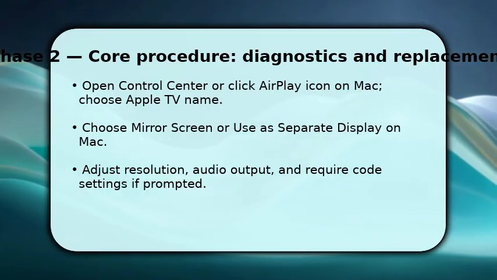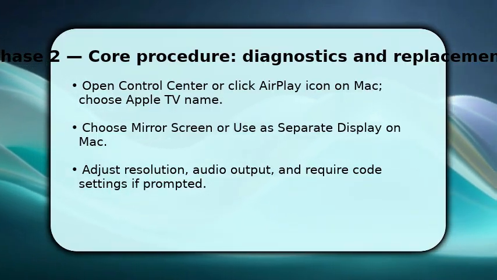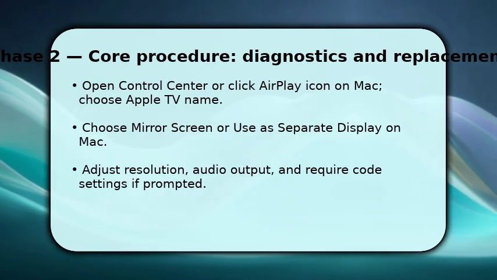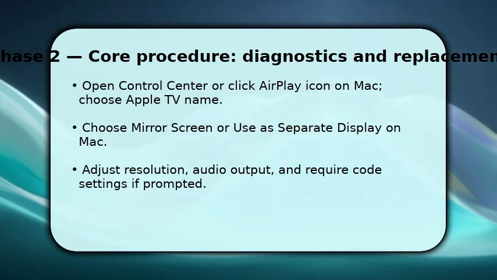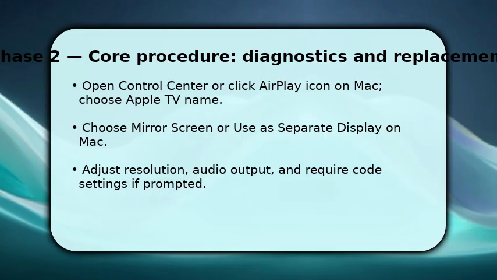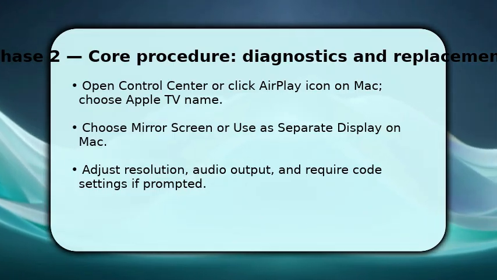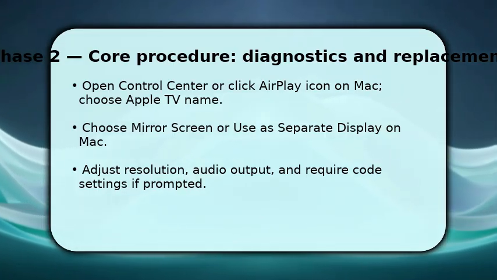Make adjustments. Pick Optimal Resolution and set audio output to the TV. If a code appears on the TV, enter it on your device. This prevents unauthorized connections and explains why that step matters for security.